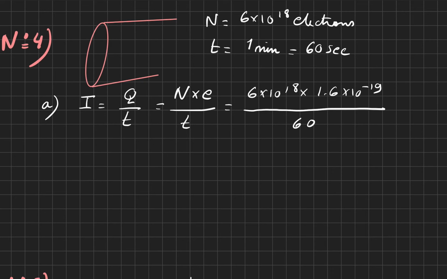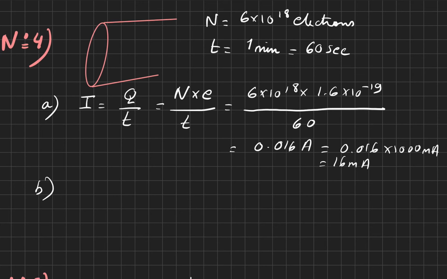We are using the SI unit, and that is basically 0.016 ampere. We can write it in a nicer way. 0.016 times 1,000, that would be in the milliampere. So 0.016 ampere, that is 16 milliamperes. Okay, that's part A. Now let's move to part B.